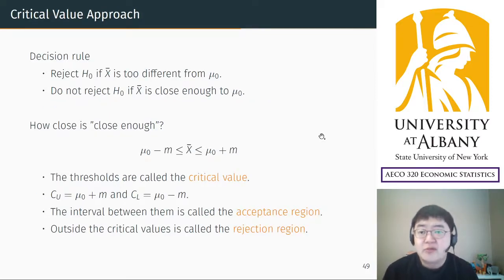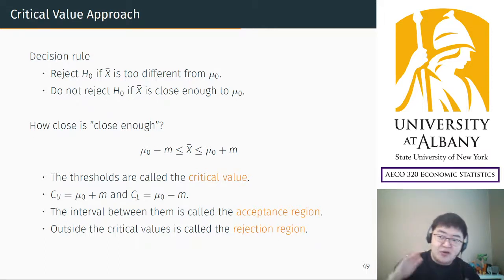Okay, the third method is the critical value approach. Now there is a trend. To calculate the p-value, you first calculate the sample mean, then the t-statistic, and then the p-value. To calculate the t-statistic, we only have two steps: calculate the sample mean, and then standardize. Now we don't do the standardization. So the critical value approach goes directly to the sample mean.